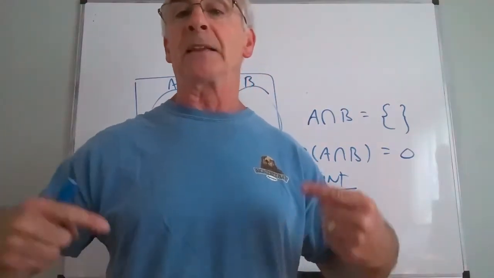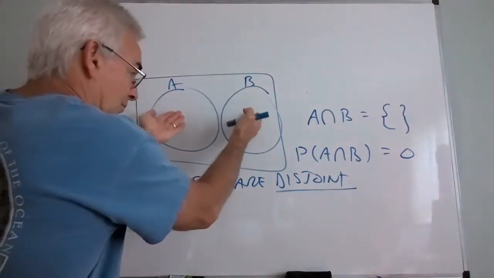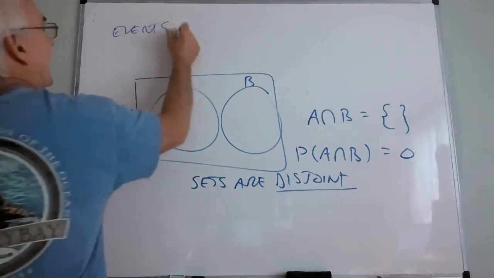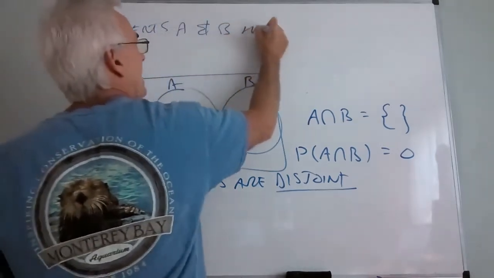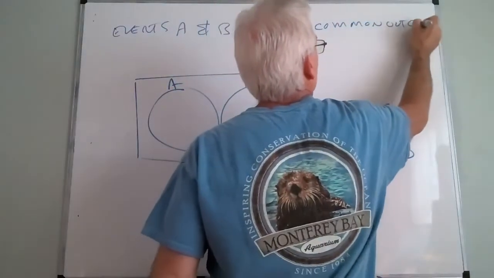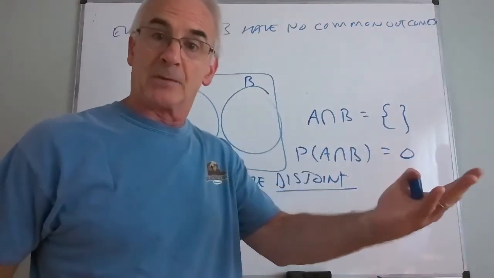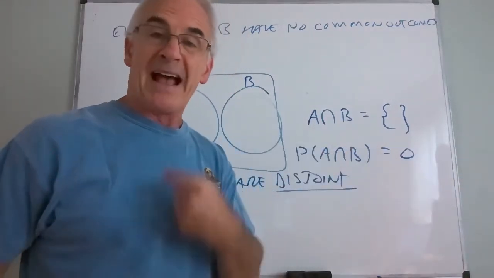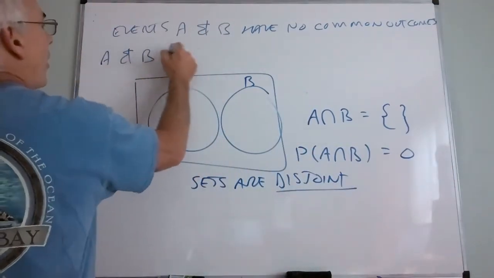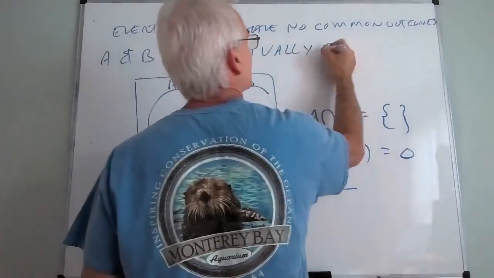So when you're talking about events that have no common outcomes, it's equivalent to talking about two sets that are disjoint. So if events A and B have no common outcomes, it's the same situation, but we use different vocabulary because we're now talking about probability. We're talking about outcomes of an experiment as opposed to just a couple of different lists. We say that A and B are, and the term is, mutually exclusive.